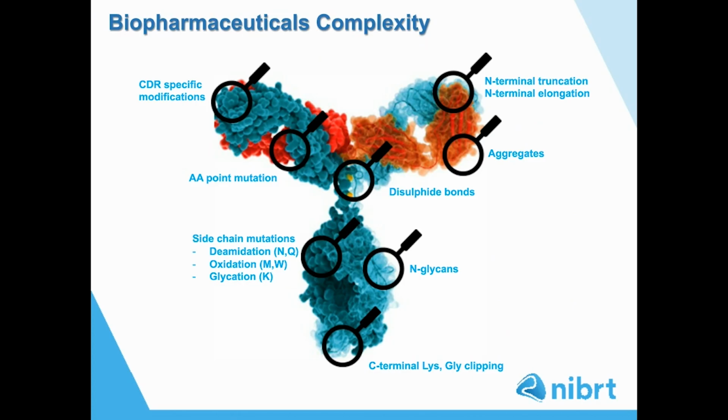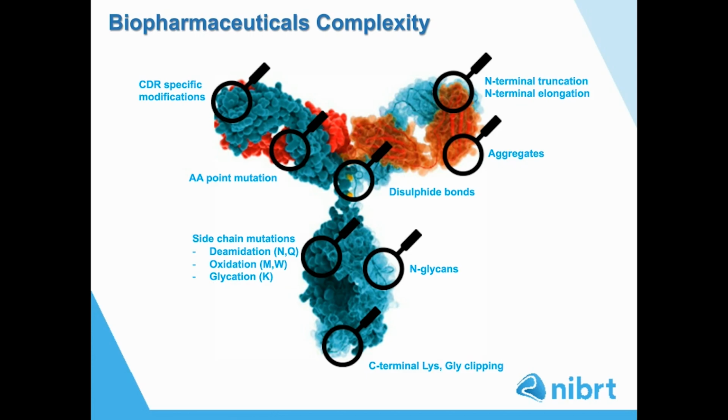As mentioned before, biologicals are very complex molecules, and there are a number of features that need to be monitored to evaluate and comply with market regulations, and also to preserve the drug function, stability, safety, and efficacy. Some of these variants usually are monitored in monoclonal antibodies and are presented here in the slides. For example, we have primary sequence amino acid point mutation.